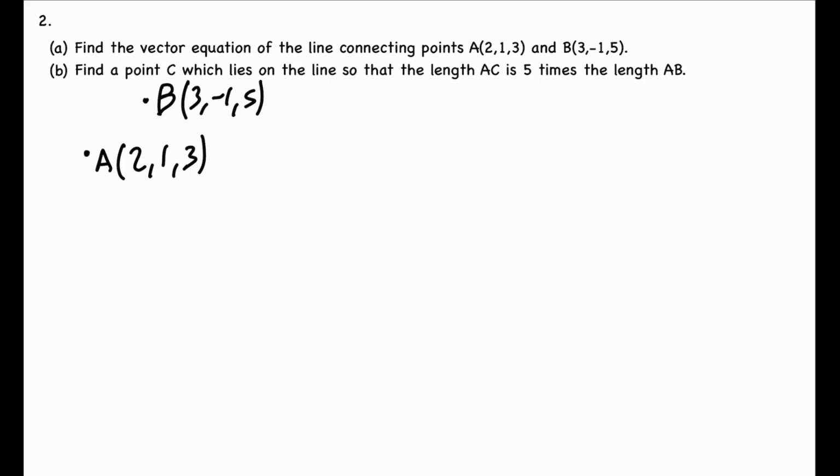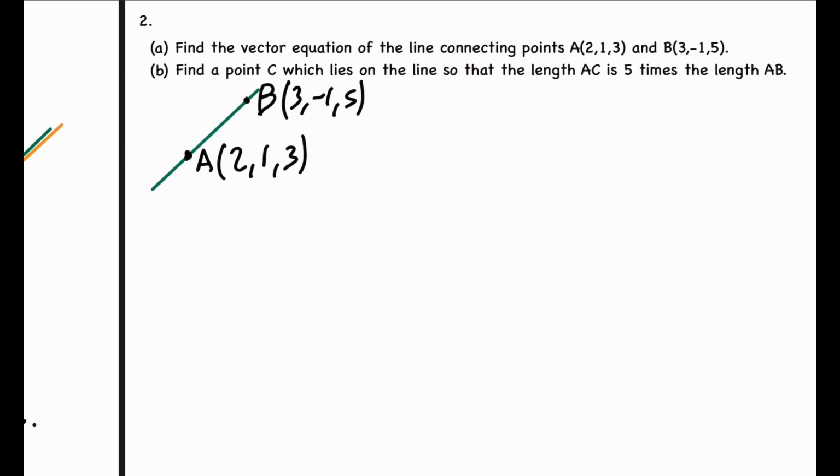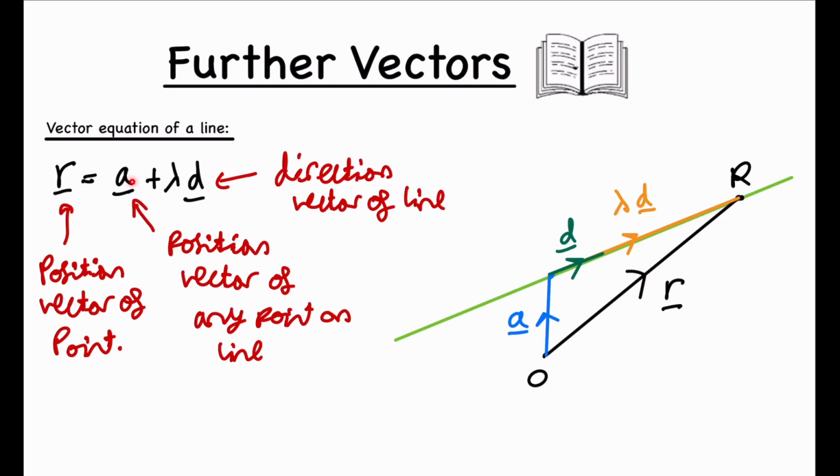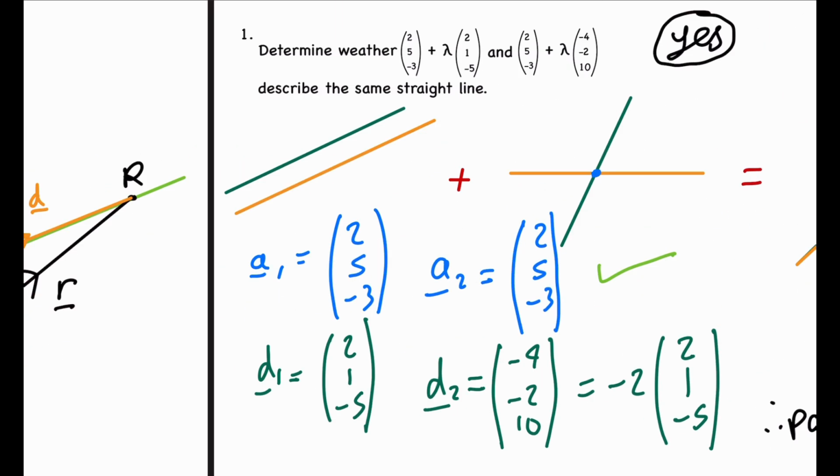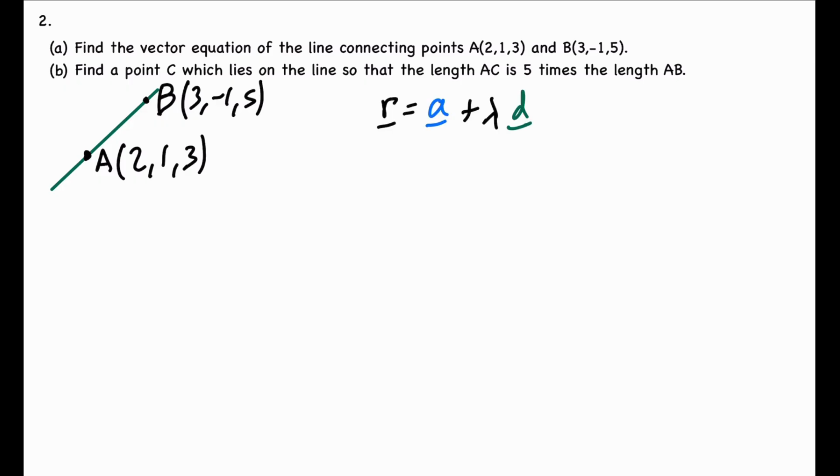And if you make a line between these two, you're going to get something like this. So remember, the equation of a line has the components of a position vector of any point on the line and the direction vector of the line. So we can write this out. So to find the equation of the line, we will need to find A and D.